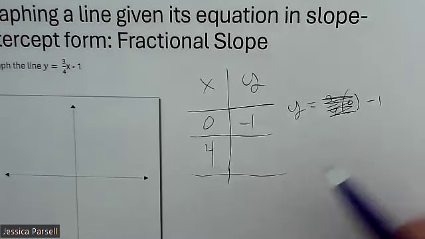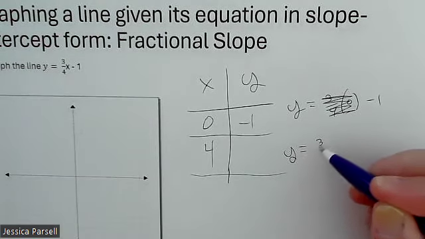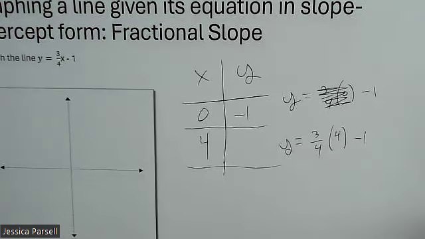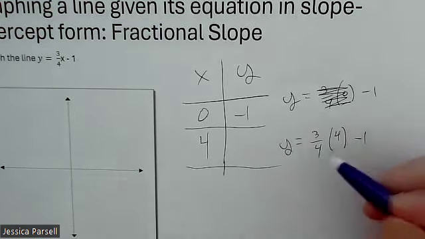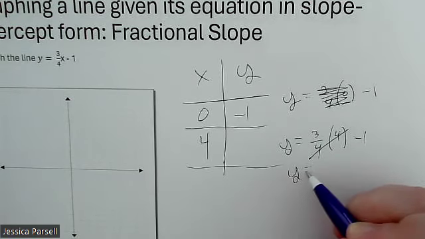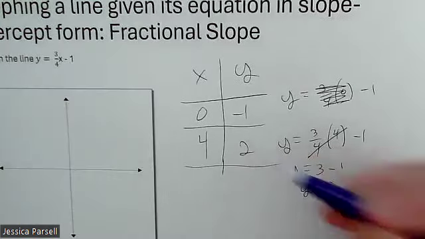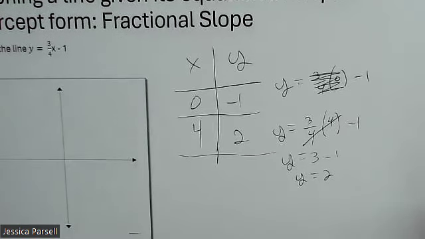Okay, let's put a 4 in for x. Y equals 3/4. We're going to substitute in 4 minus 1. Well, what I love about this is these 4's cancel, and y equals 3 minus 1, so y equals 2. So see how beautiful that was? If you want to see why they cancel, let me show you kind of in slow motion over here.